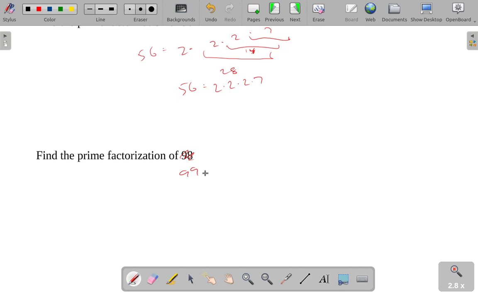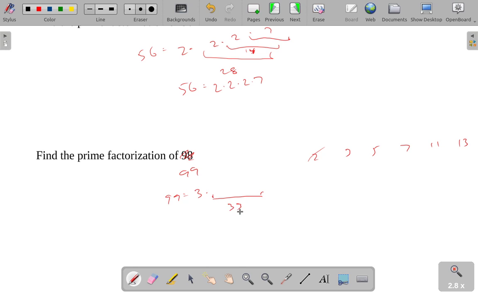Let's do 99 instead of 98. 2, 3, 5, 7, 11, 13. Okay. So it's not even, so 2 is not a factor. 3, let's see, 9 plus 9 is 18. That's divisible by 3, so 3 is a factor. Specifically, it's 3 times 33.